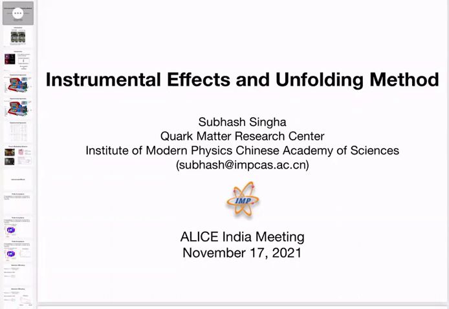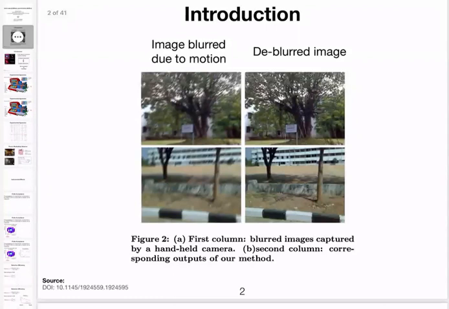I divide this lecture into 3 parts. First, I will start with a very brief introduction. Then I'll discuss the instrumental effects, and then I'll show some of the unfolding methods that are used in heavy-ion collisions or in high-energy collisions. So let me start with an introduction.